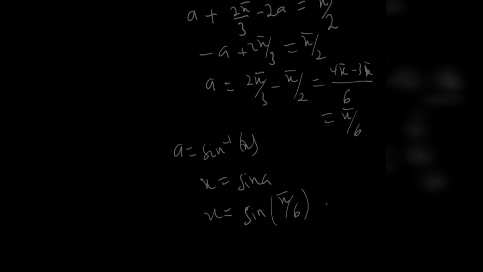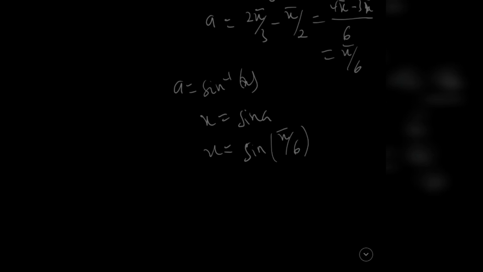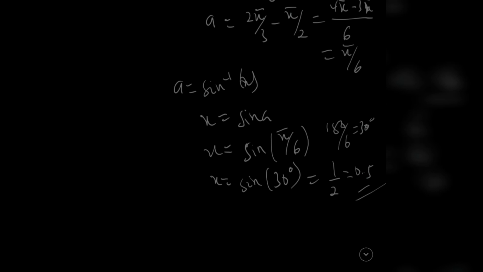You know pi on 6 is in radians, so if you want to convert it to degrees, you just have to represent the pi with 180. So 180 divided by 6 is 30. So pi on 6 in degrees is 30 degrees. So it's the same thing as sine of 30 degrees. And we know sine of 30 degrees is half, or 0.5. Okay, so our x is half. That'll be our final answer.